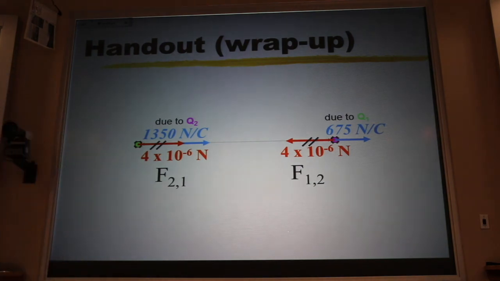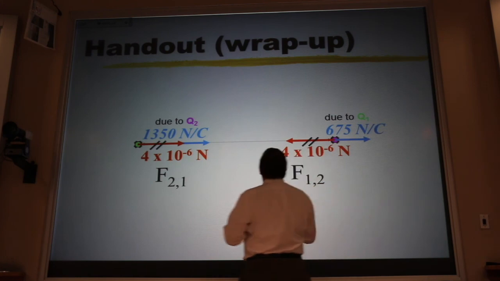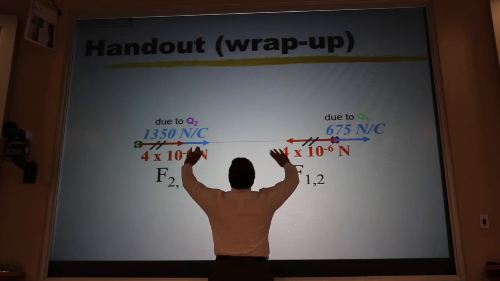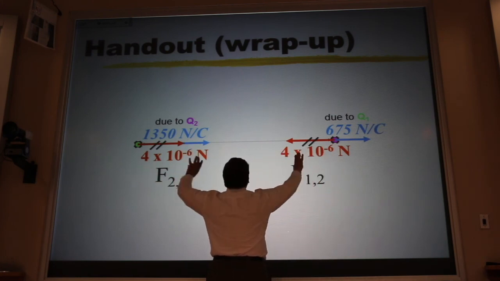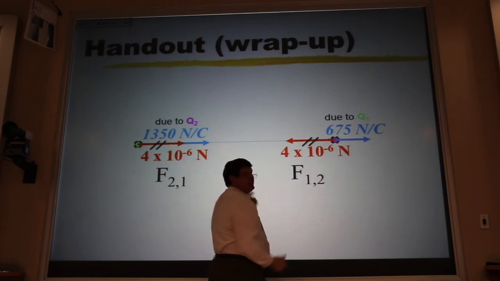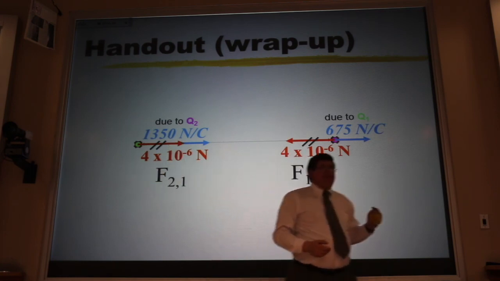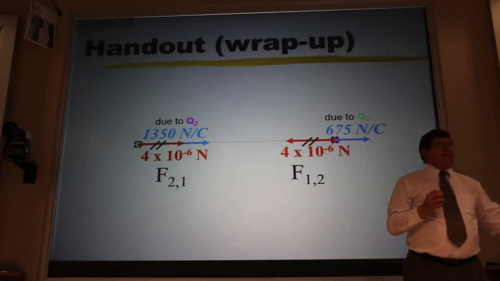Always. You can't make them not equal. If Q2 was positive, then these forces would be repulsive forces, but they would both be in the opposite direction. And so you would still have them equal and opposite.